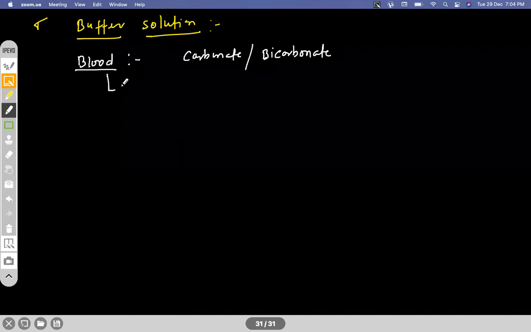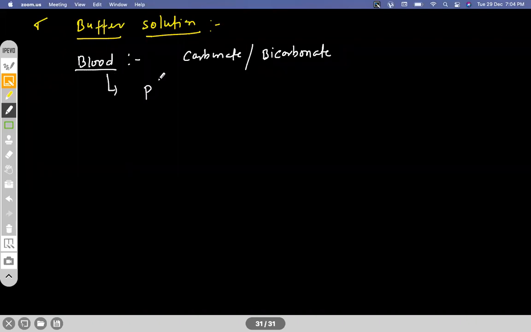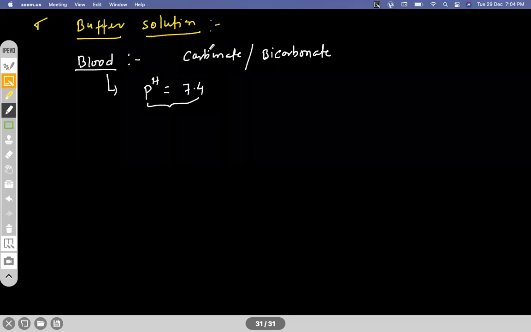The pH value of blood is 7.4. It is slightly basic. This combination works so that the blood pH is maintained at 7.4. If the pH changes by any means, you will have some health issue, like a fever or something like that. So you need to maintain the pH of the blood again, and for that you need to take some medicine.